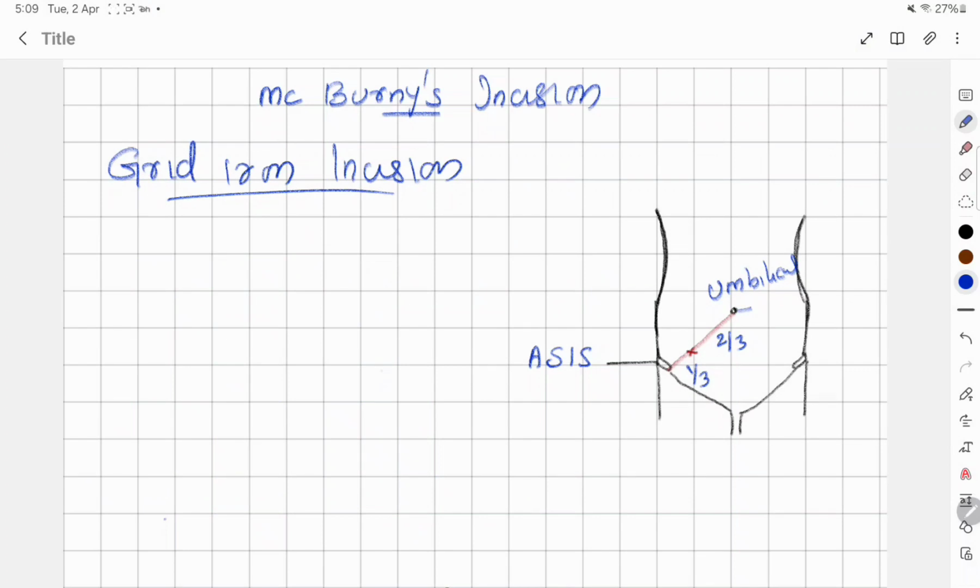Appendicectomy is the surgical removal of the vermiform appendix. During appendicectomy, an incision is given at McBurney's point, and that incision is known as McBurney's incision. It is also known as a gridiron incision. Here an oblique incision is given at McBurney's point.